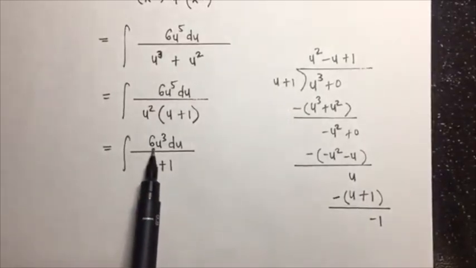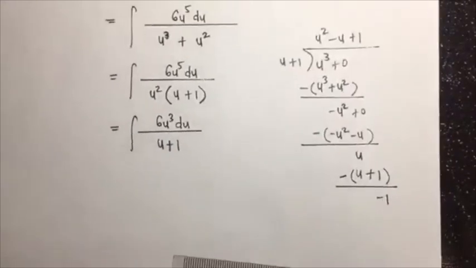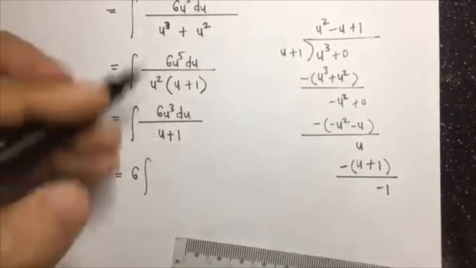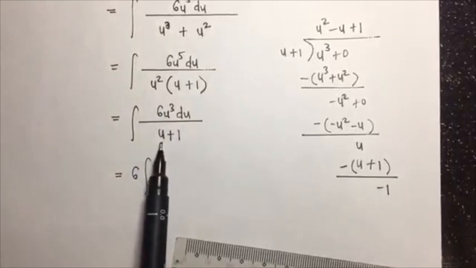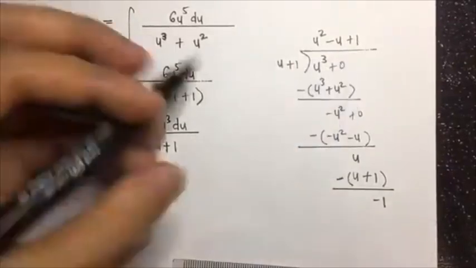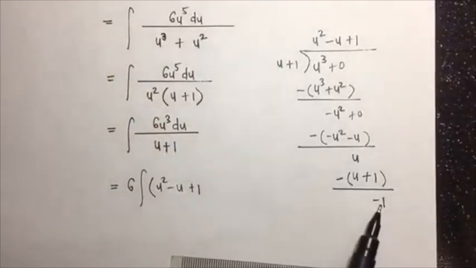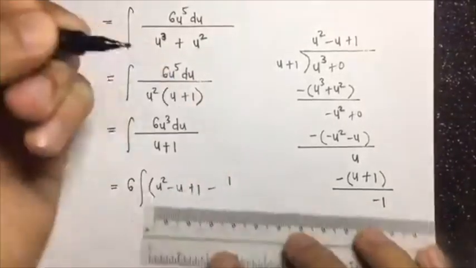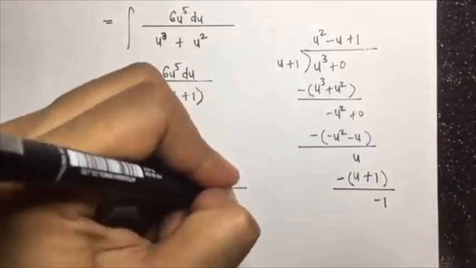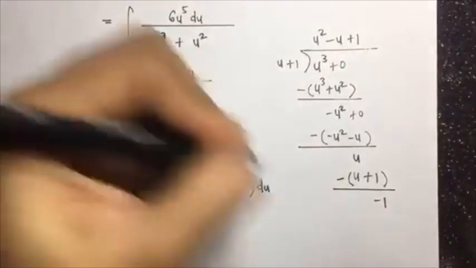You are wondering why we didn't include 6, because 6 is a numerical coefficient. We can take that out later on, out of the integral sign. So we have 6 integral of the quotient of u cubed over u plus 1, which is u squared minus u plus 1, and then minus 1 over u plus 1. And then write the du.